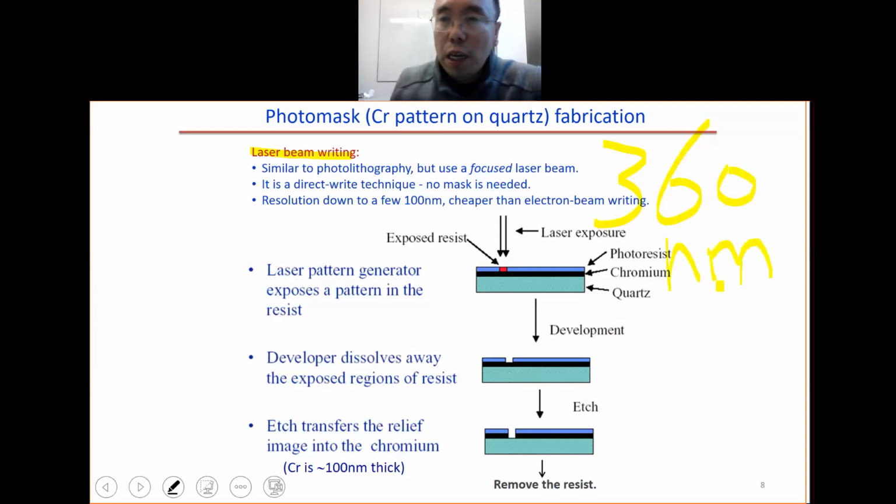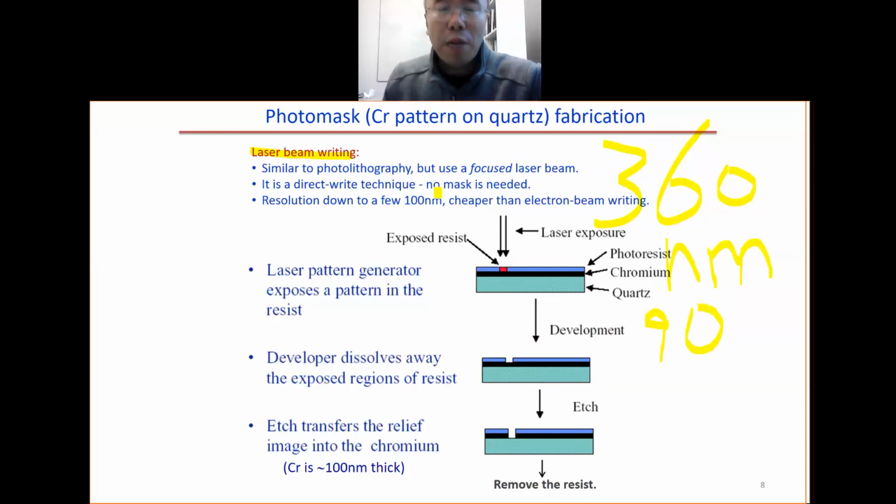So we know that for the 360 nanometer, this can be used to give a structure of 90 nanometer after photon reduction. If you want even higher resolution, you have to go to electron beam lithography. Electron beam lithography will be much slower than the laser beam writing, but it gives you higher resolution.